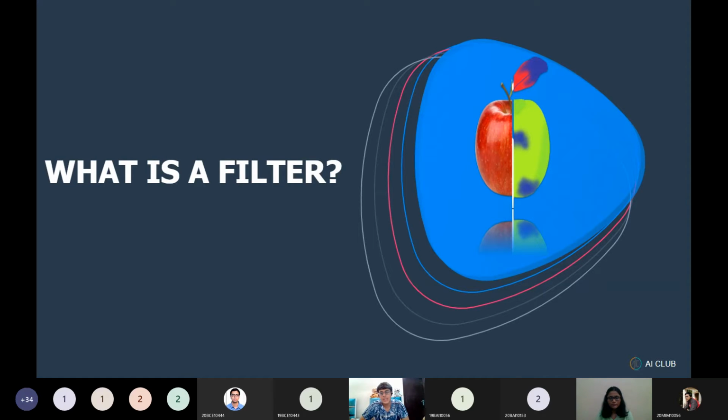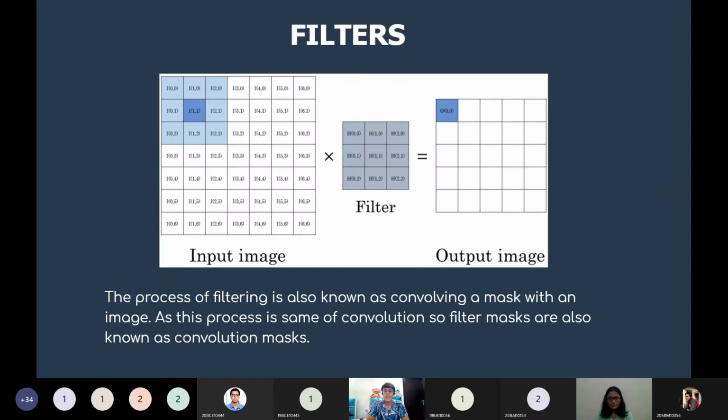When we want to sharpen the image, we use a sharpening filter. And applying these specific filters to our images is what we call filtering. This is the concept of masks and filters in a nutshell.